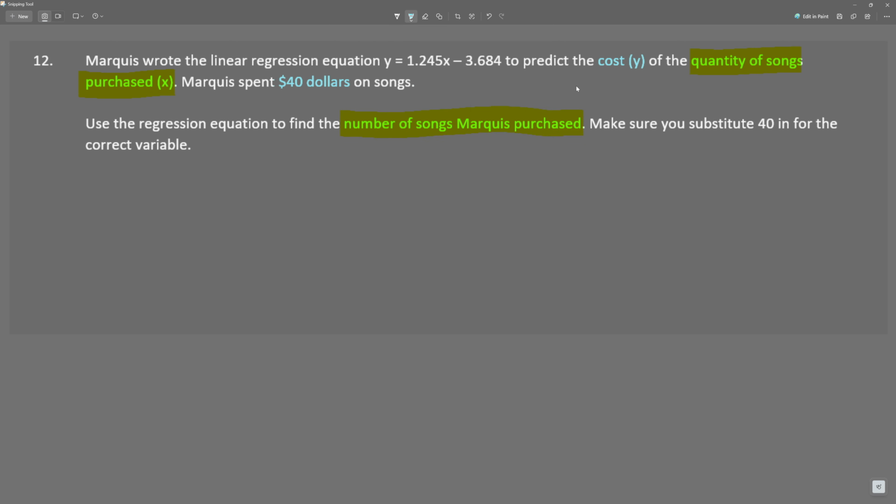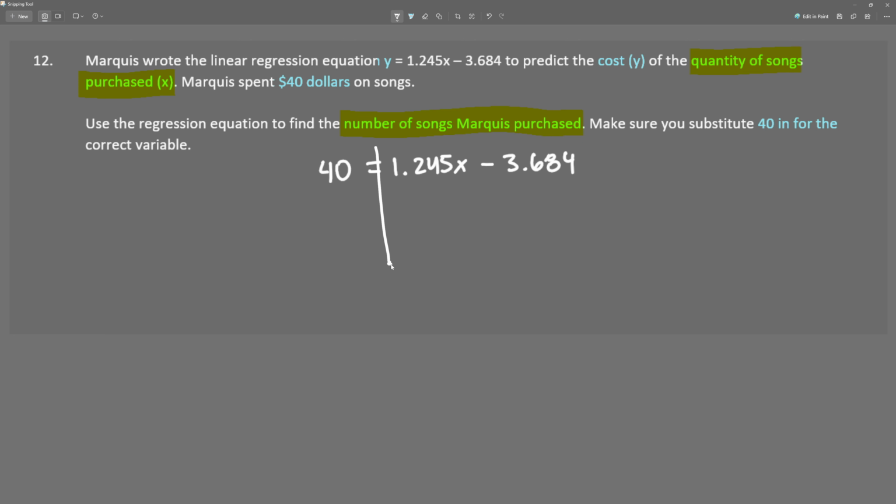So what we're going to do is substitute 40 in for our y variable. We're going to copy this equation down, and instead of y, we're going to put 40. We're literally going to take that 40 and plug it in right there for our y. So instead of y equals, we're going to say 40 equals 1.245x minus 3.684. And we have to do a little bit of algebra.